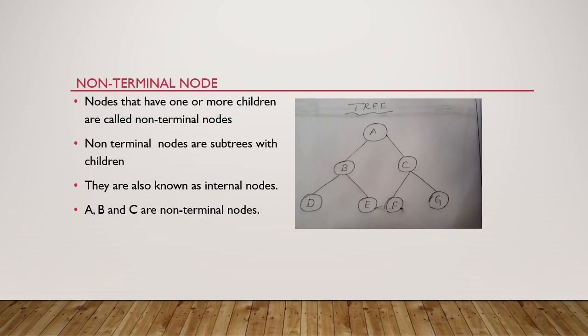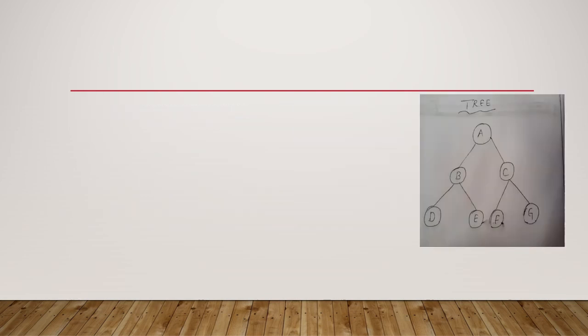We can't end the tree over there. With B are we ending here? No, we are not ending. From B we have the children, so we can't end.